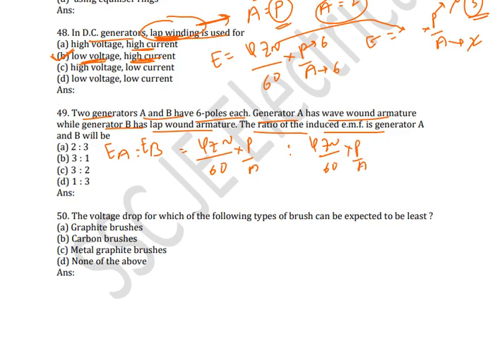In the first case, wave wound is given. So only two factors majorly change, the number of parallel paths and the number of poles. The number of poles given is 6, so in place of P I have written 6. We know that in lap winding, the number of parallel paths is equal to the number of poles, so A becomes 6.